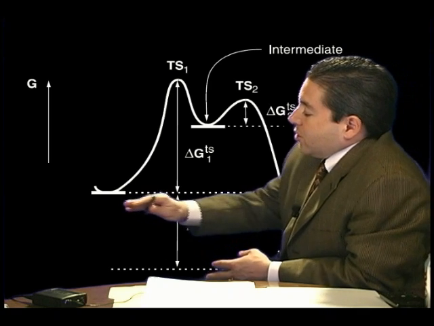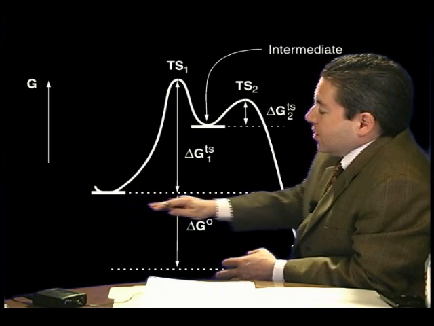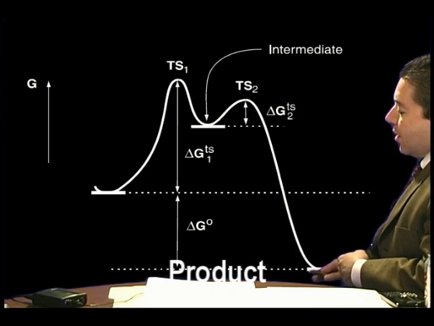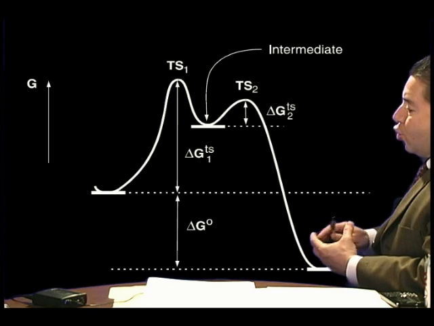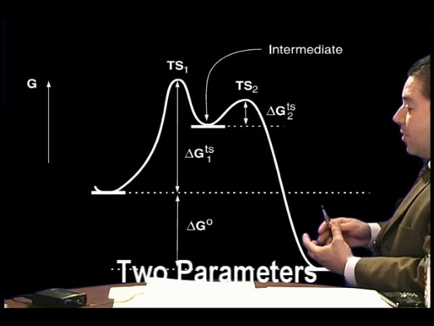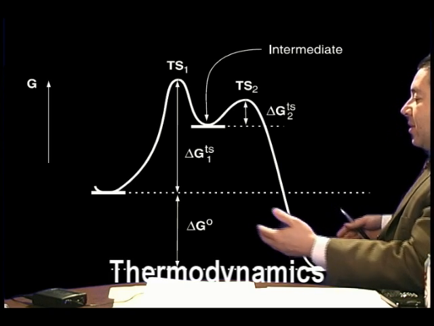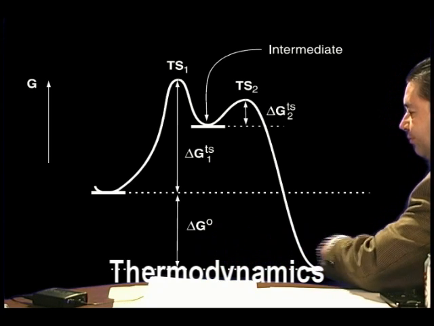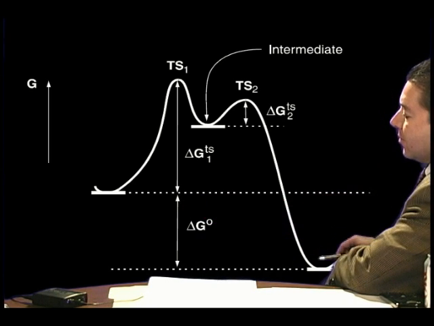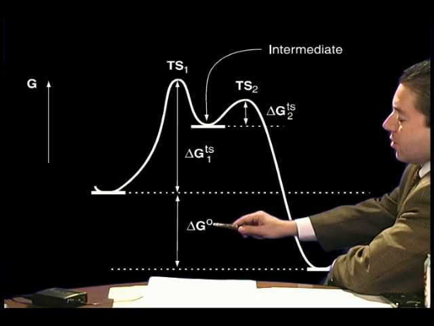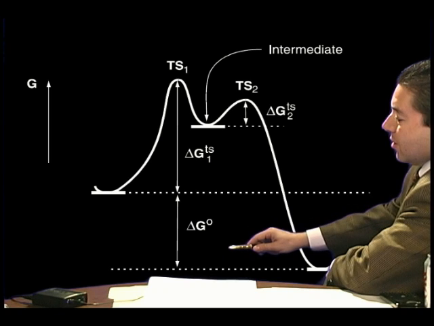But in essence, you start at a reactant, which is at a certain free energy, and you end with a product, which is at another free energy. And there are two parameters, the kinetics and the thermodynamics. The thermodynamics is the difference of energy between the product and the reactant, and that is the delta G naught here. That defines the thermodynamics.